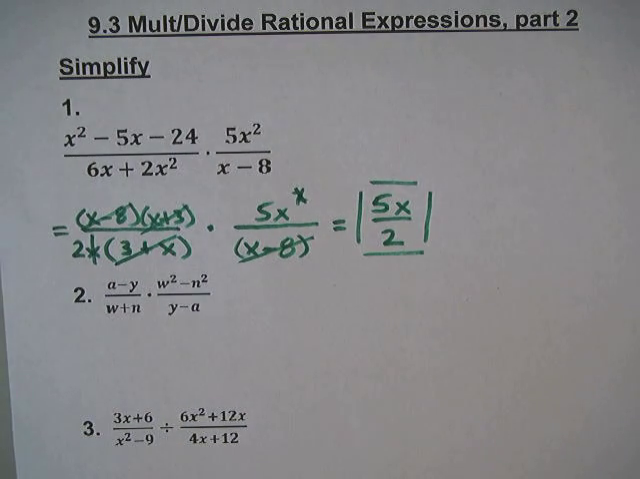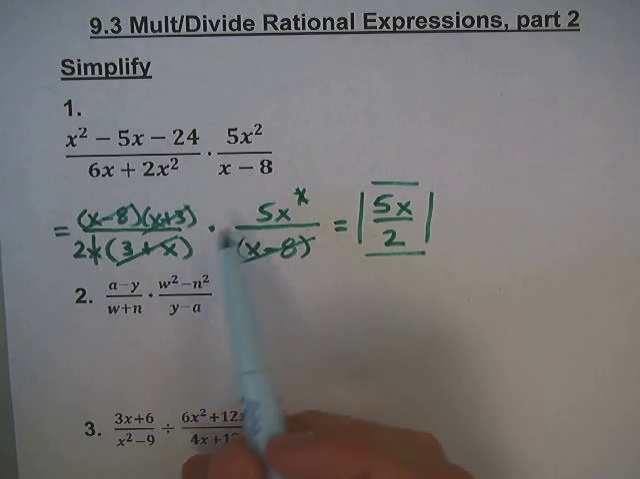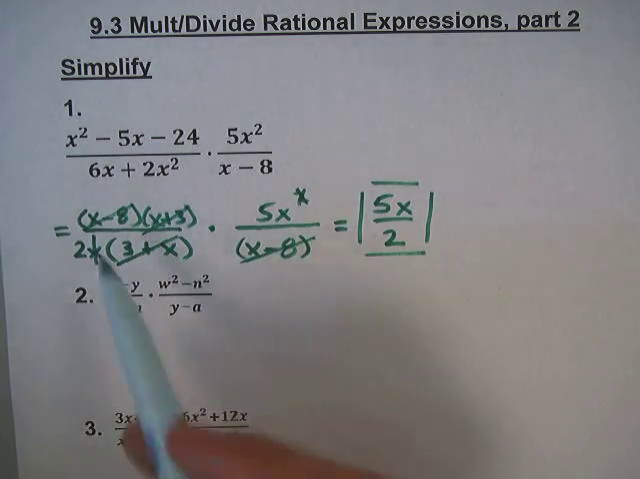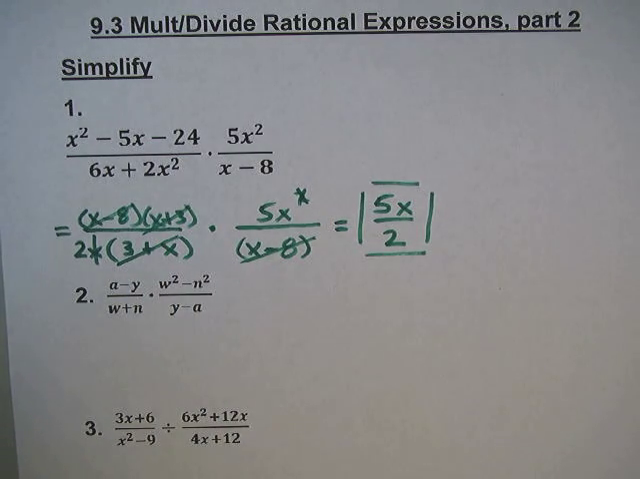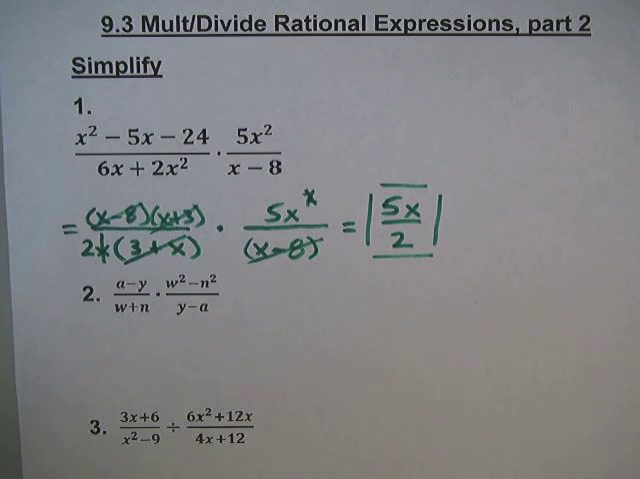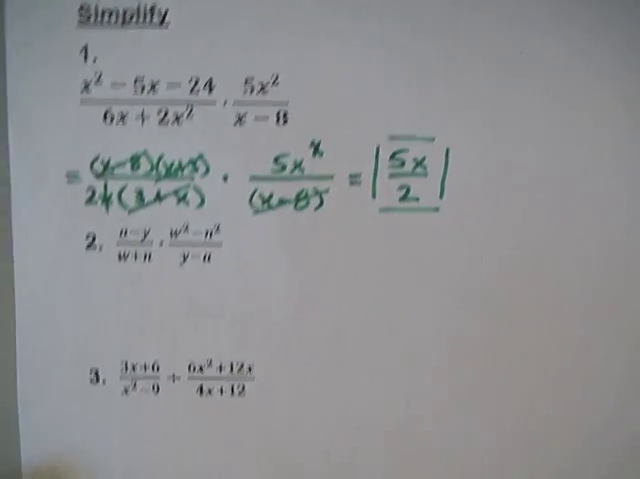Now believe it or not, one of the things that probably trips people up the most is just simply sloppiness. You do all this, they start crossing things out left and right, and next thing you know, they've forgotten an x or they forgot something else, so make sure you're being really neat.